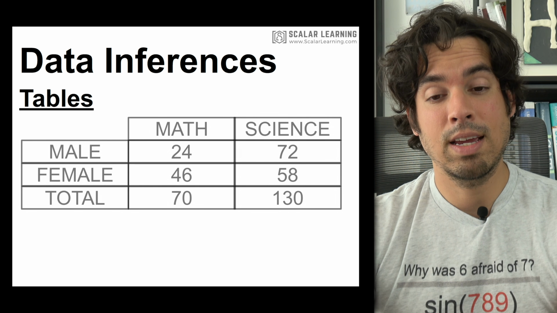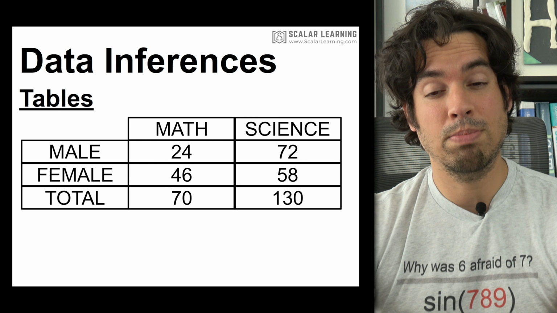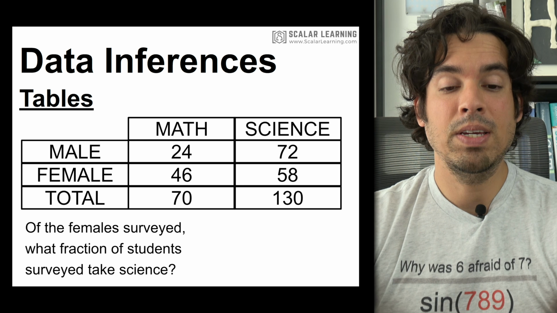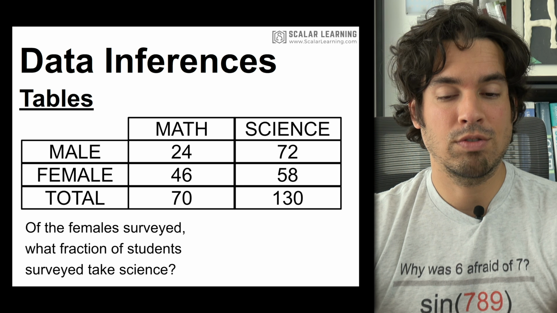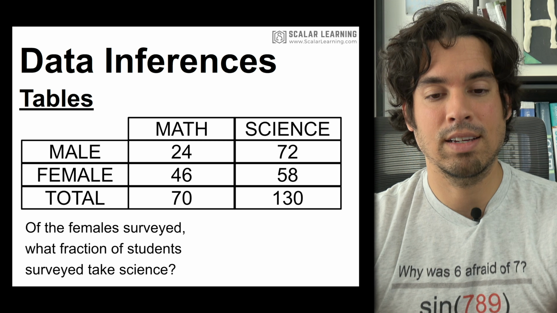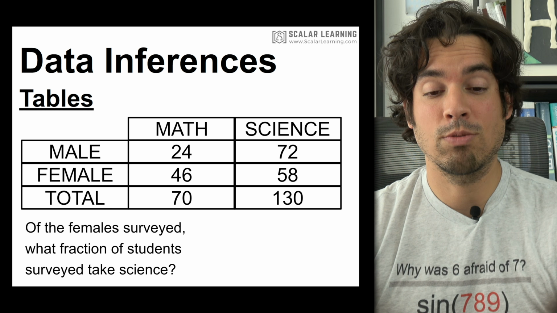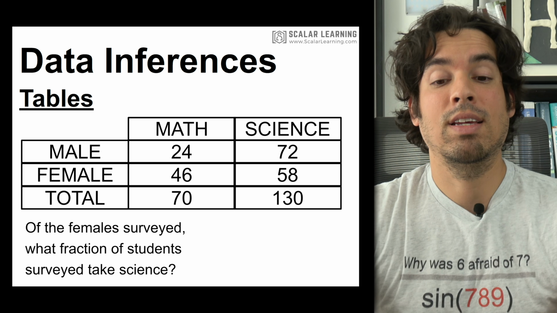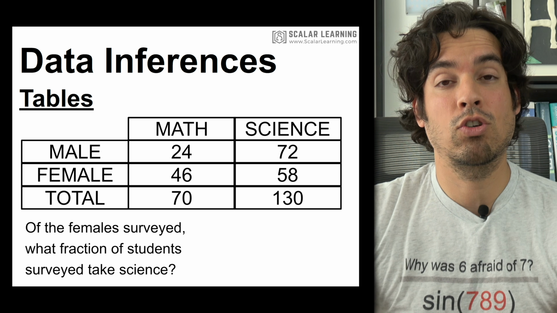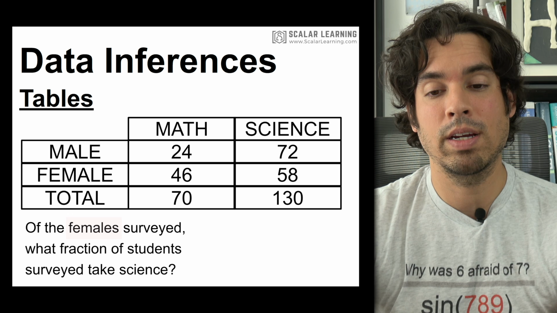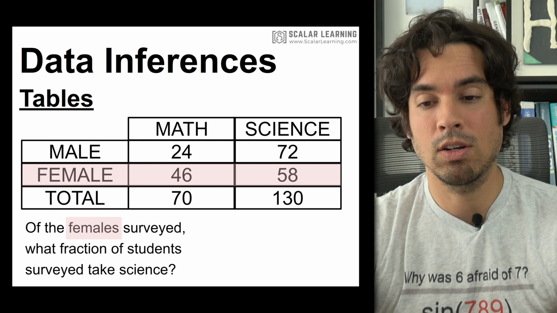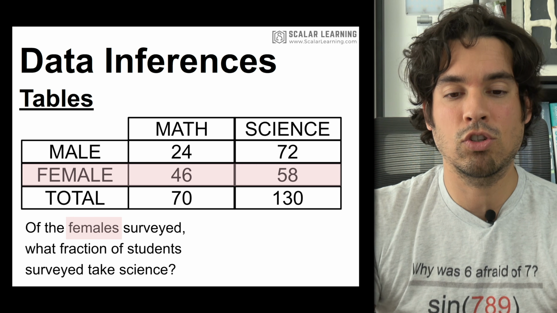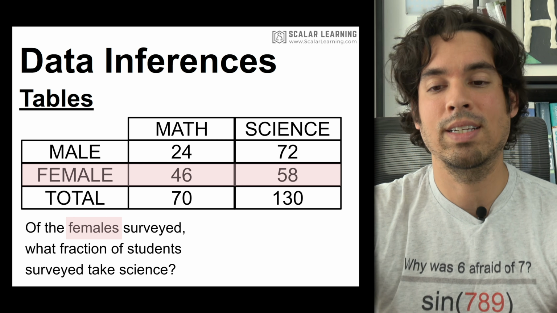Now we're gonna get that same data set, but we're gonna ask a slightly more complex question. Of the females surveyed, what fraction of students surveyed take science? Now this is a sneaky question because now they're not just asking about everybody. They say, of the females surveyed, so immediately now we're limiting the survey to simply female. So you notice how that's now highlighted.